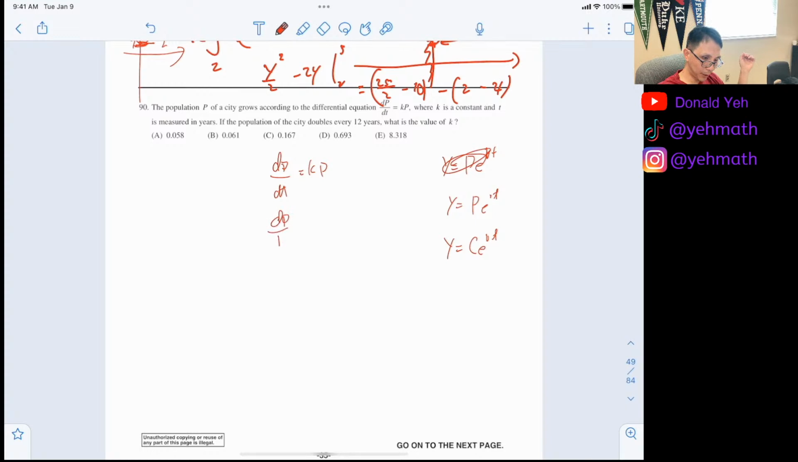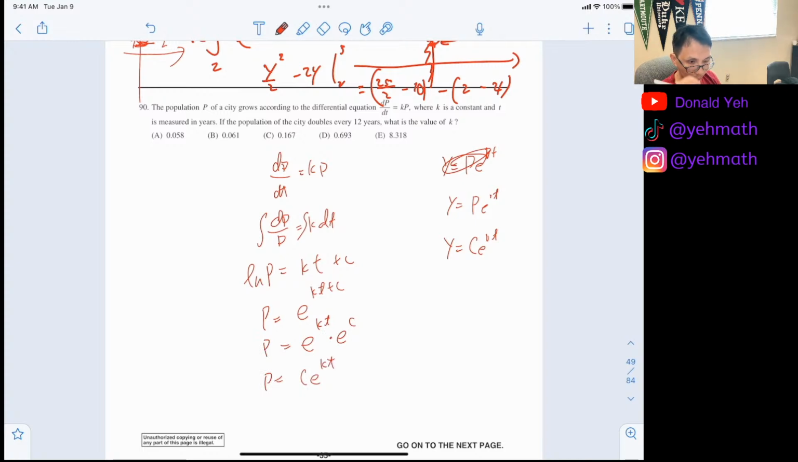So dP over P equal to k dt. Does that make sense? I integrate this. That's gonna be natural log of P equal to kt plus C, sorry. So P equal to e to the kt plus C. Now that becomes e to the kt times e to the C, and P equals Ce to the kt. So Ce^(kt), that's the equation you're going to be using.